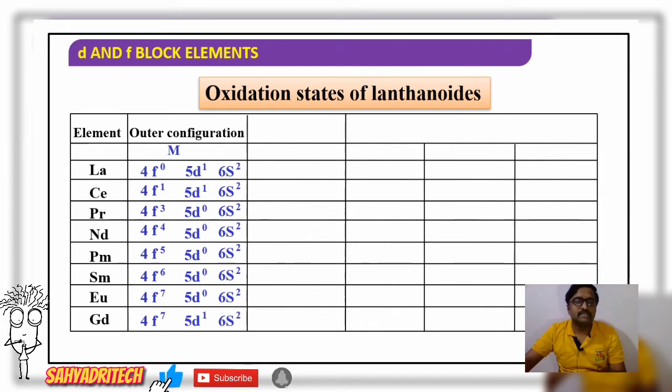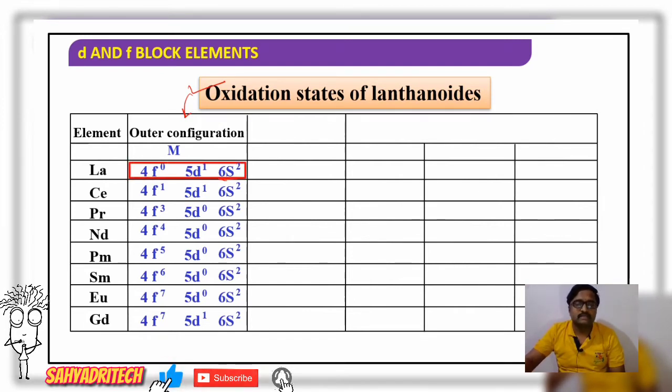Now if you consider the outer electronic configuration of lanthanum, 4f0 5d1 6s2, how many electrons are present in the outer orbitals? 3 electrons: 1 electron in the d subshell and 2 electrons in the s subshell. The outer electrons, the electrons present in the outermost orbitals, are going to take part in a reaction. Hence we say the oxidation state of the element depends on the number of electrons present in the outermost orbitals.